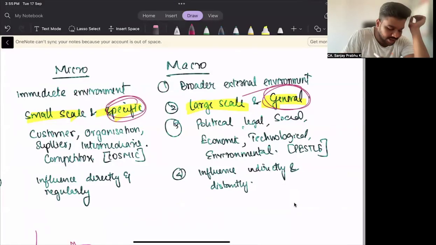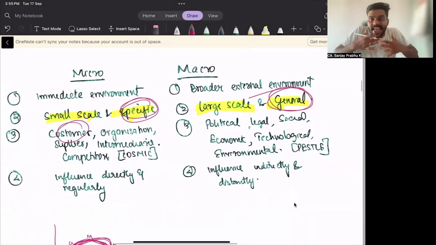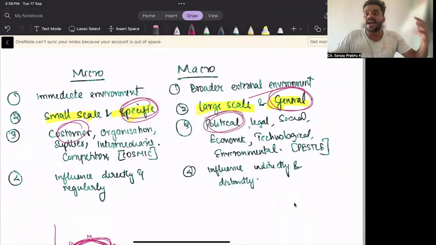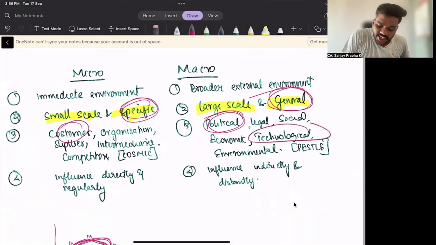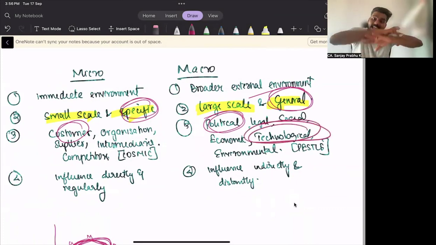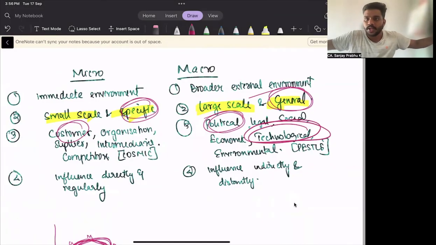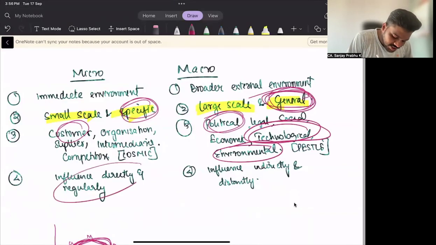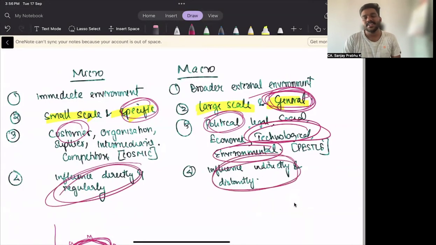I will give you some examples. Micro examples: customers, suppliers, competitors. Macro examples: politics. Say for example, government. That's a general, macro factor. Technology, artificial intelligence, and the business general. COVID also affects the business generally. So that's general. They influence directly and regularly, they influence indirectly and distantly.